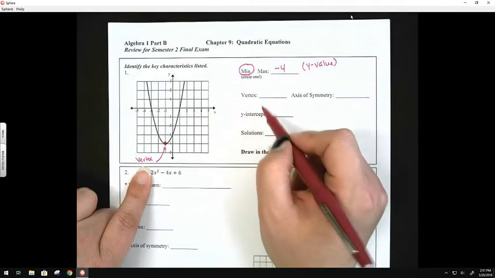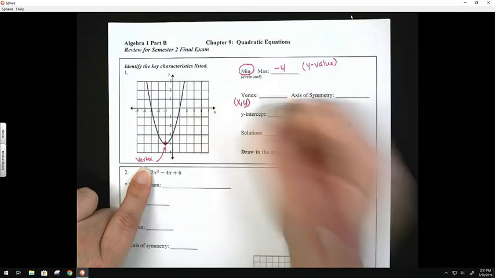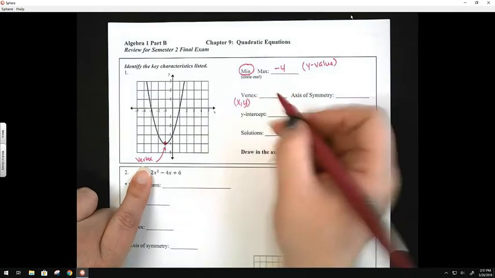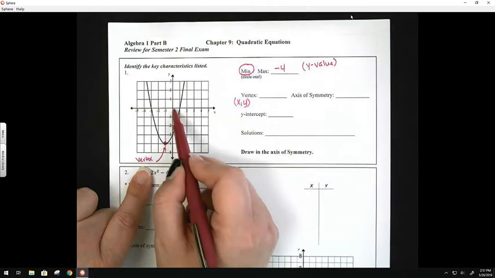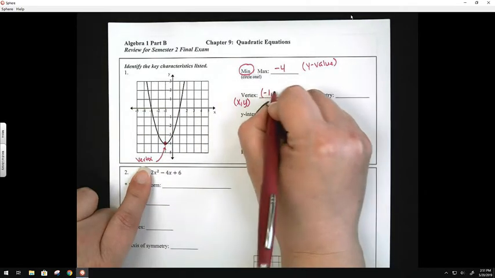So let's actually talk about what the vertex is. We need to remember the vertex is always a coordinate point, x, y. This point right here, I went 1 to the left and down 4. That means this is the point -1, -4.